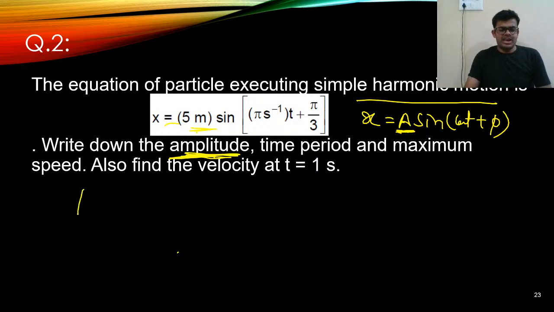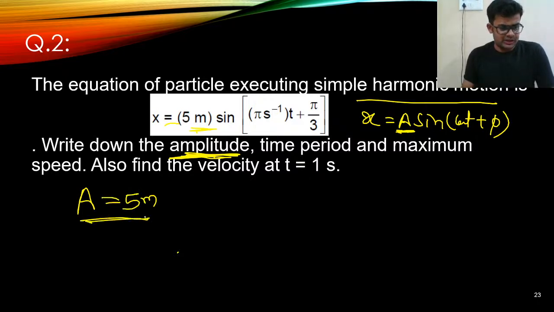So I will directly say, the amplitude will be what? Write in the chat what should be the amplitude. Go on, waiting for you. What should be the amplitude? Yes. So the amplitude will be 5 meters. Nice.